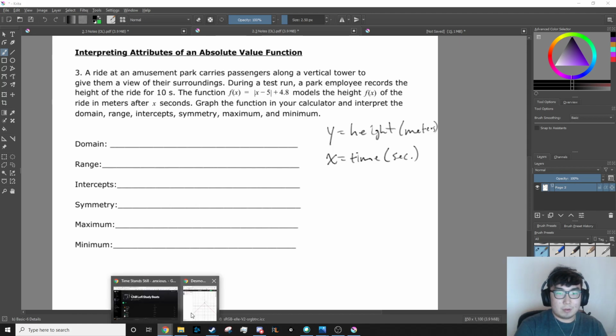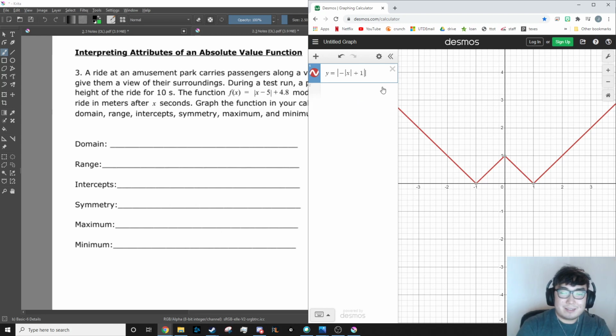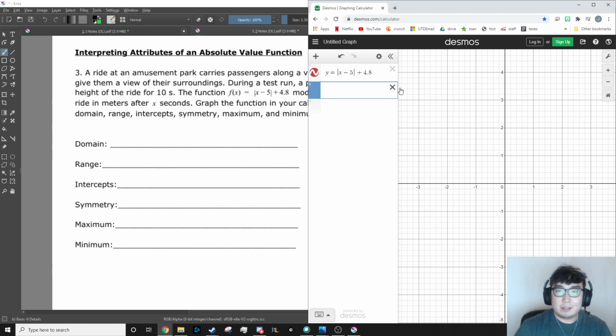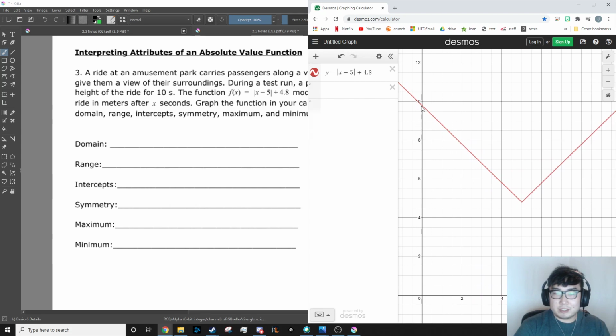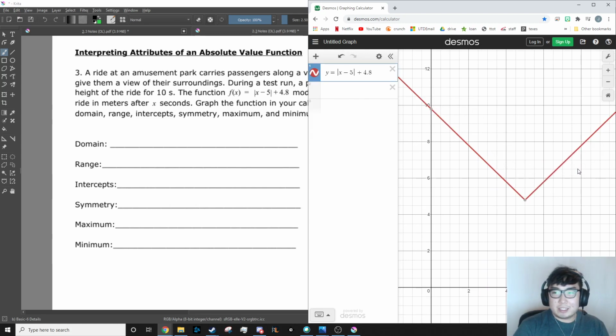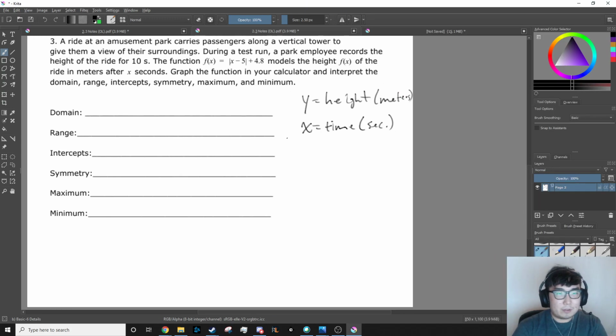So when I graph this function, I'm going to rewrite this. Absolute value of x minus 5 plus 4.8. So, here's my graph right here. So I'm saying from 0 seconds to 10 seconds, that's my interval. Because you can't start recording the graph from -5 seconds. You can't go backwards in time. So our interval notation is 0 to 10 seconds because he wrote it for 10 seconds.